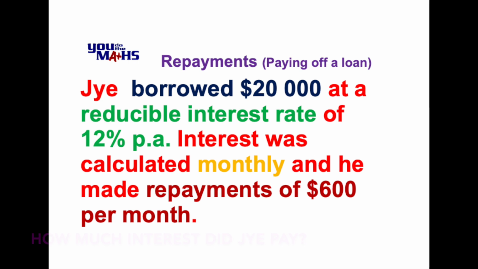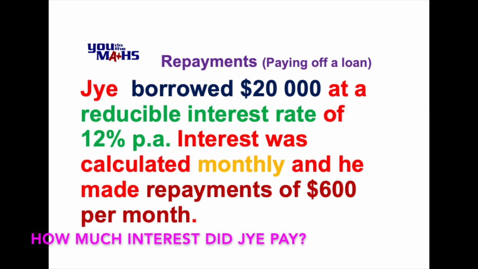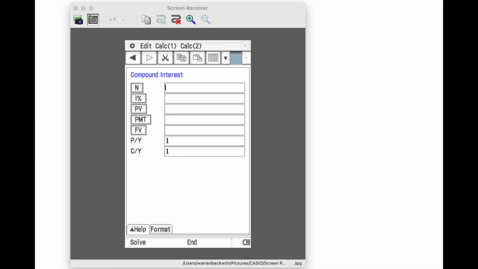Before we do that, it would be wise just to review the initial question and make sure that you have the values that are critical, such as the amount being borrowed, the interest rate, and the repayments, which is $600 per month. We can use our amortization app to actually go through and work out the total amount of interest paid. But before we do that, let's use the compound interest part of the financial program on the Classpad to determine how many payments were made to pay off this loan.